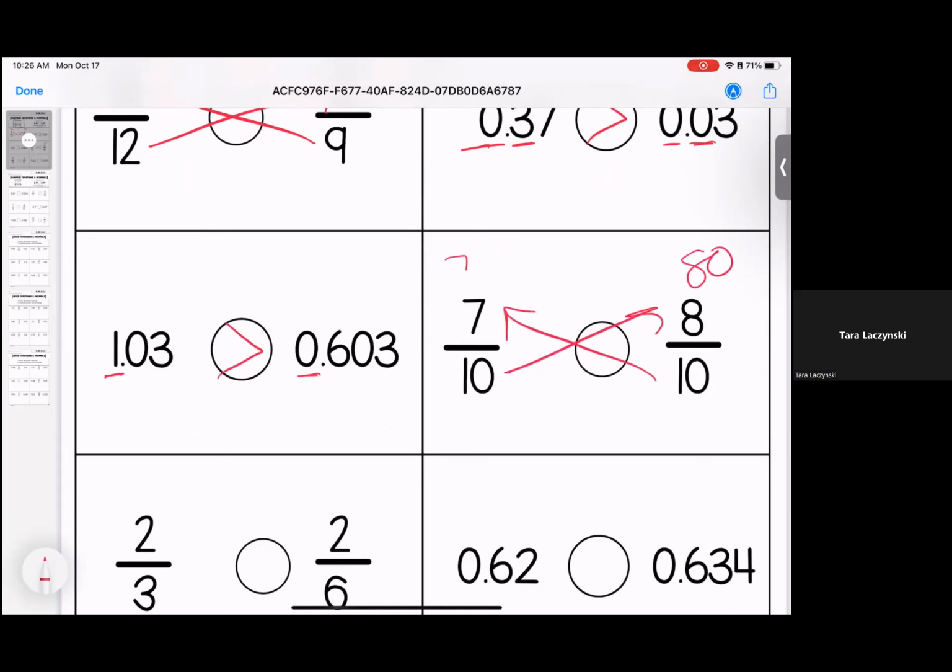That is the end of our second page. Again, these don't take a ton of time. The ordering will take a little bit more time. So, number 1, make all of your fractions into decimals. It's much easier to compare them when they're all the same.